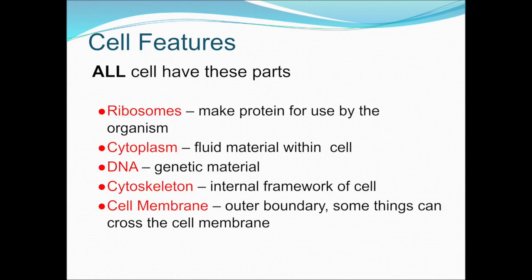So first of all, let us learn the cell features. Every cell will be having ribosome, cytoplasm, DNA, which is nothing but the deoxyribonucleic acid, cytoskeleton, and the cell membrane. So we human beings have skin to cover the whole body. So likewise, we have the cell membrane, which is nothing but the outer boundary. Inside the cell membrane, the cell will be having plasma membrane. So we human beings have bones for the shape and structure. In order to provide this shape and structure for the cell, they have cytoskeleton.